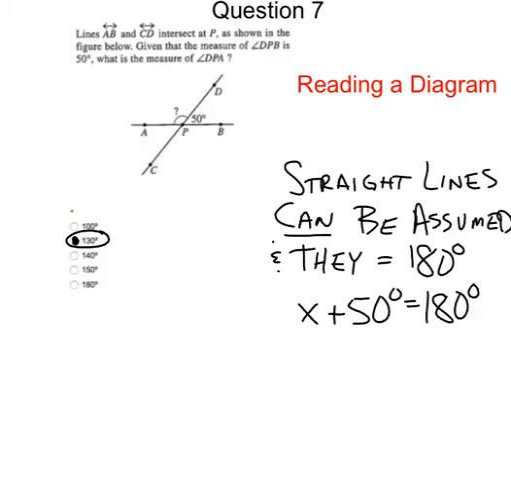Question number 7, we know that straight lines are 180 degrees. I already have 50 degrees, so what plus 50 is 180 is my setup. Straight lines can be assumed, and when we talk about geometry later, we'll talk about the things that can be assumed in diagrams and things that cannot. Definitely you can assume straight lines, so if I subtract 50 over, I get my answer of 130 degrees.